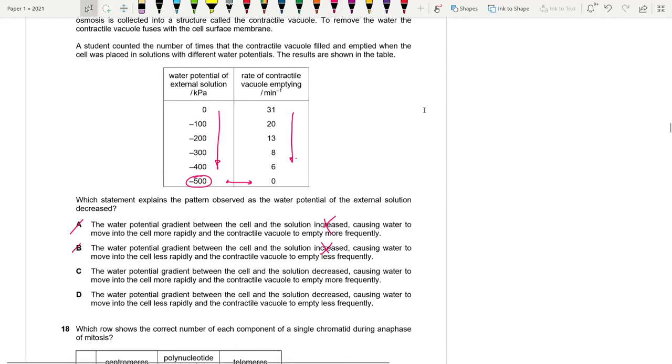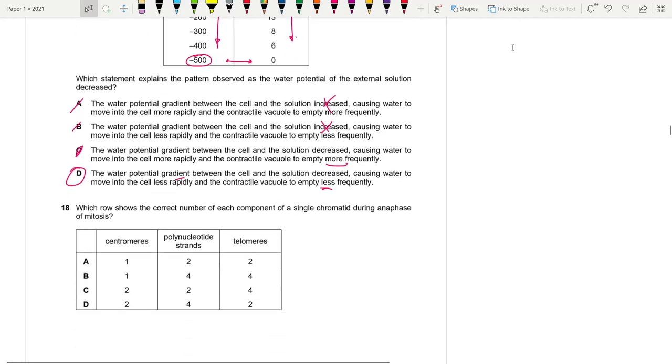The water potential gradient between the cell and the solution decreased, causing water to move into the cell more rapidly and more frequently. No, it should be less frequently, as it decreased, causing water to move. Yeah, this is correct. The gradient decreased and less frequently. D is correct. 17 is D.